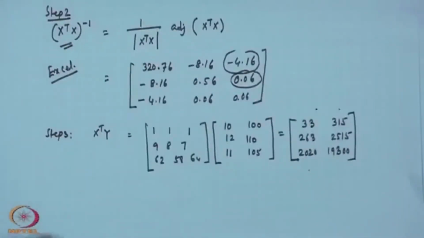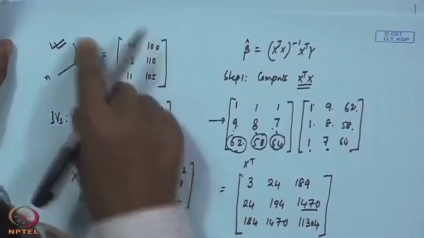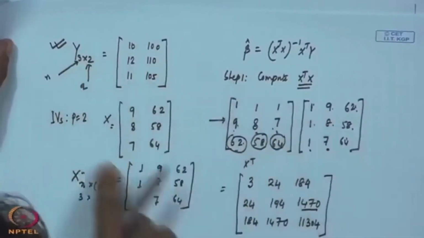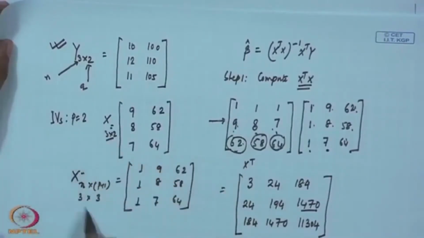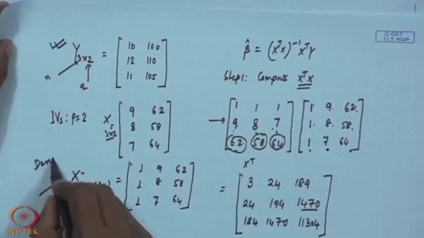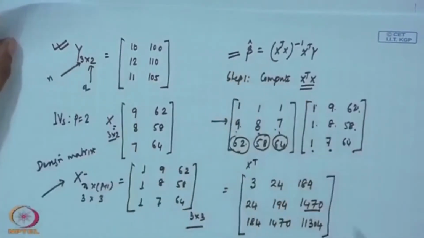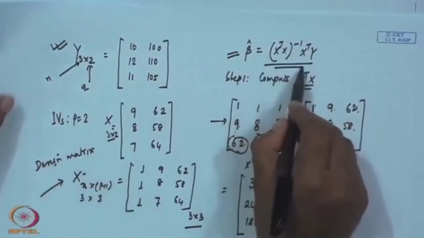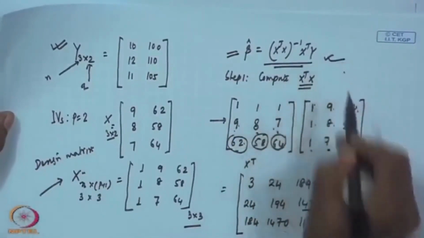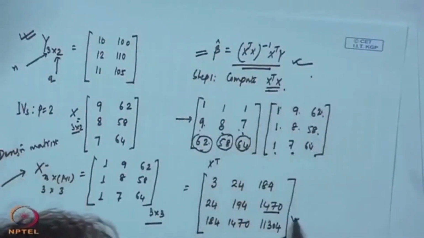So, with respect to this problem, that means what we are discussing now, we are given that Y is a 3 cross 2 matrix, X is again a 3 cross 2 matrix from the data point of view, but from the design matrix point of view, it is a 3 cross 3 matrix, and we are using beta cap equal to X transpose X inverse X transpose Y, that is the estimation formula for beta. So our step 1 comprises X transpose X and we got this value.